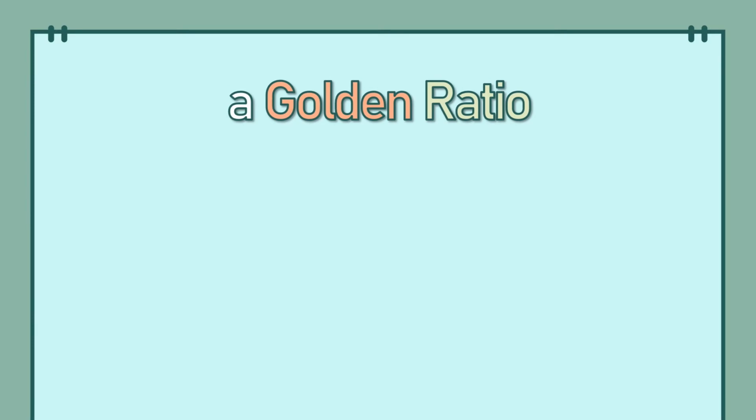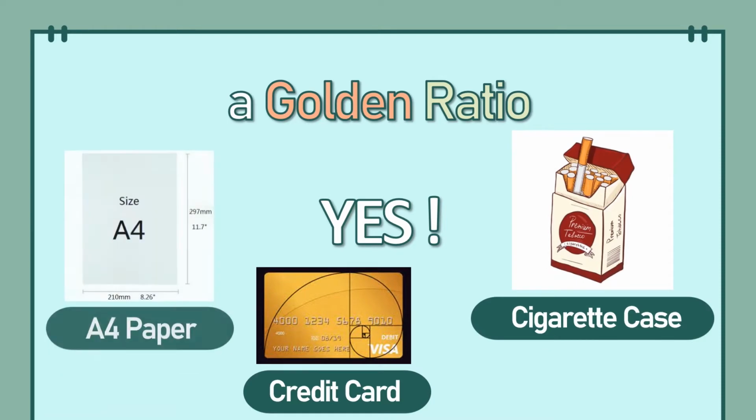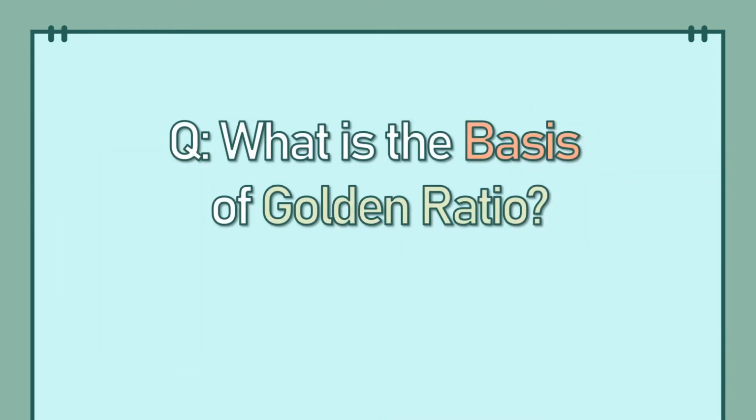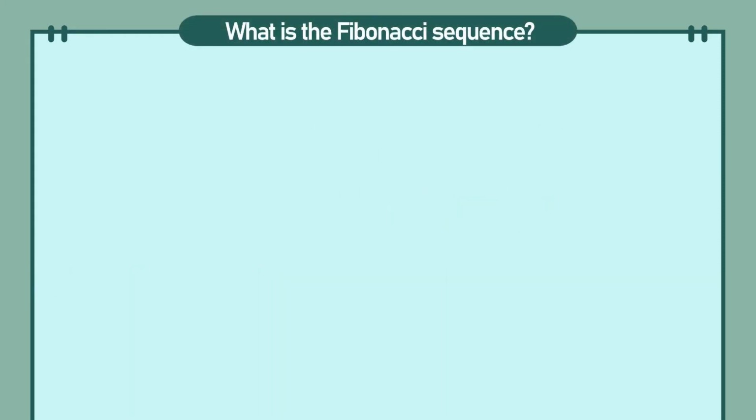Have you ever heard about the golden ratio? You might say yes. There are some examples of the golden ratio in our lives, such as credit cards, cigarette cases, A4 papers. But do you know what is the basis of this golden ratio? It is the Fibonacci sequence. Then, what is the Fibonacci sequence that can be found easily in our lives?